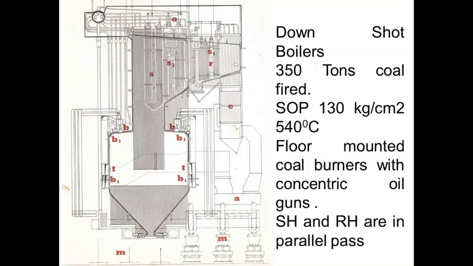This one is a downshot firing boiler. As the name suggests, firing is done downwards. They may be U type or W type, and here it is W type. That means from the two end walls, from the top, the firing is done at an angle, and after burning, the total product of combustion moves upward. So initially it is coming down and then moving upward, so naturally it forms the shape of a W. That's why it is called downshot firing.